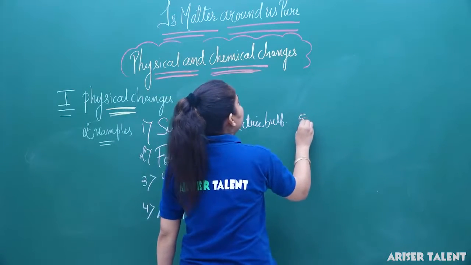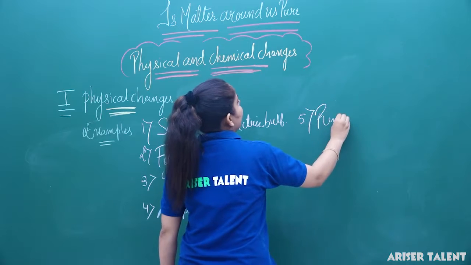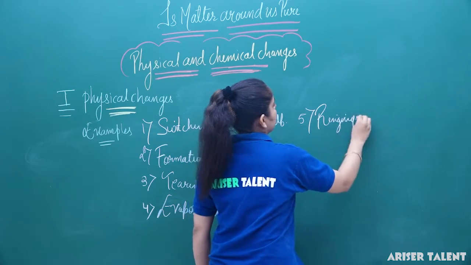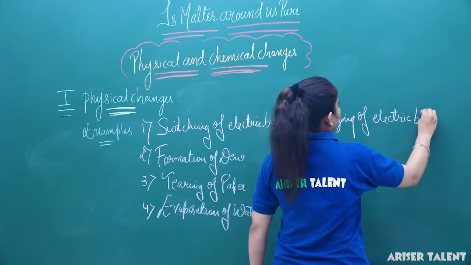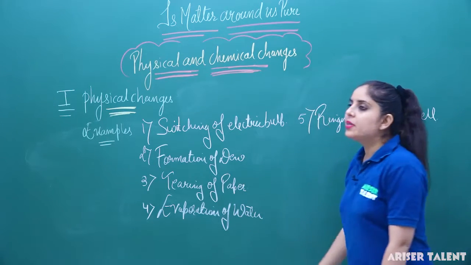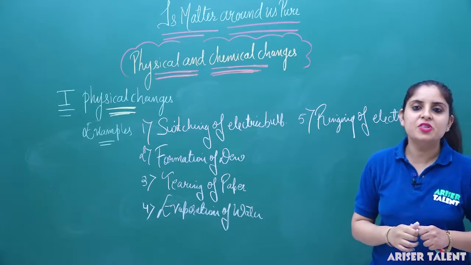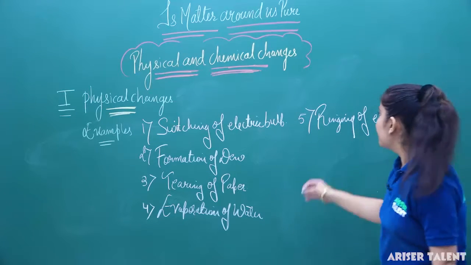The next example is ringing of bell. If you are ringing an electric bell, you can see that nothing has been changed here. So this is a physical change.